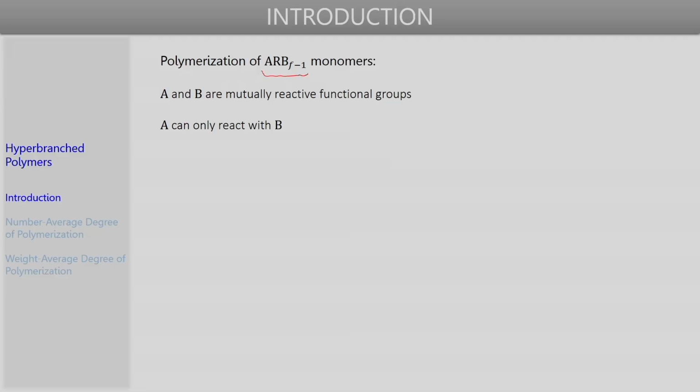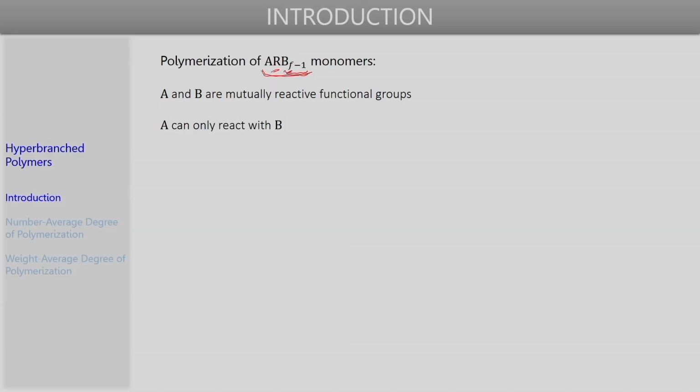Here the R just represents some other group that might be present in the monomeric unit, but that is not a functional group. So, it is not participating in the polymerization reaction as such. This monomer A-R-B_{f-1} contains one A functional group, and it also contains f minus 1 functional groups of type B. Let us see what happens when f takes different values. If f is equal to 2, we will have an A-R-B kind of monomer, because f minus 1 will be just 1. The monomer will have just one A functional group and one B functional group.